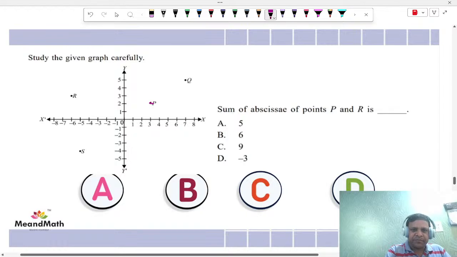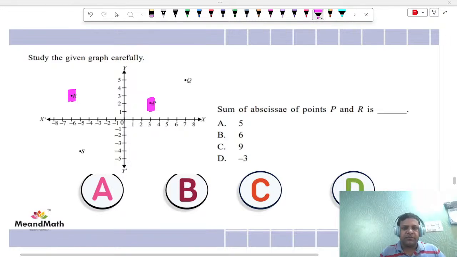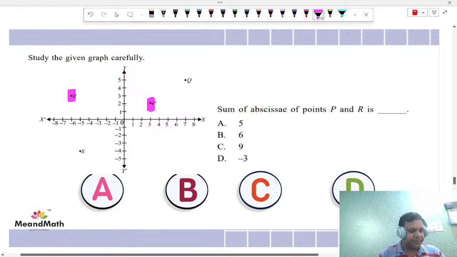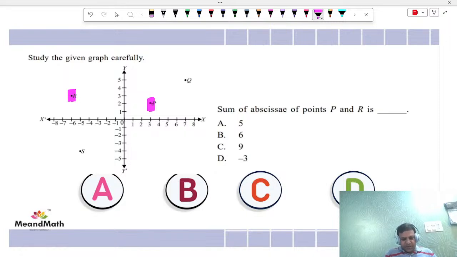This is the P and this is the R. Just add the abscissa. So these words should be known to you. Abscissa and ordinate. What is abscissa? Yes, answers please.